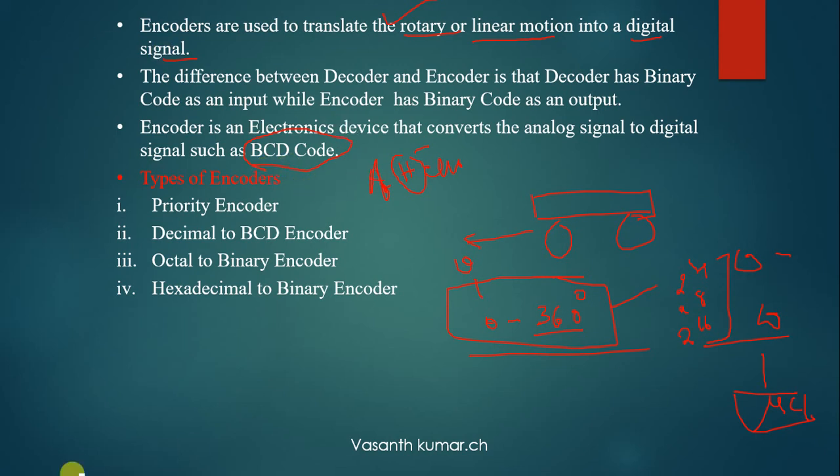So there are different types of encoders: priority encoder, decimal to binary BCD encoder, octal to binary encoder, hexadecimal to binary encoder. Basically, all types of encoder systems will work on some type of conversion technique. If you know binary to decimal, you can develop a binary to decimal encoder. If you know octal to binary conversion, you can develop an octal to binary encoder. If you know hexadecimal to binary conversion, you know how to make a hexa to binary encoder. So these encoders generally depend on your number systems.